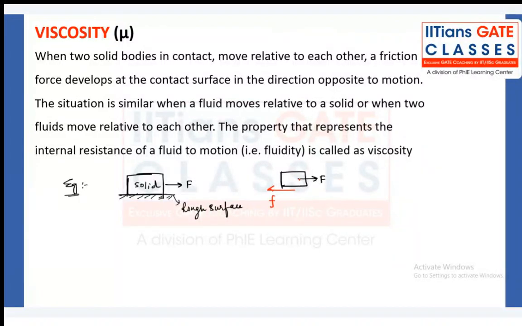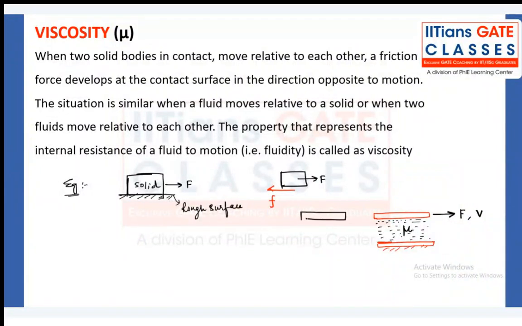But what will happen with the fluid? Let's say you have a plate. This plate is fixed, and in between these two plates we have a fluid. The fluid has a certain property called viscosity. Try understanding. The moment you pull the upper plate with the constant force F, with the constant velocity V, the plate will start moving.